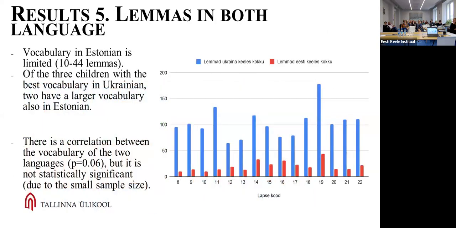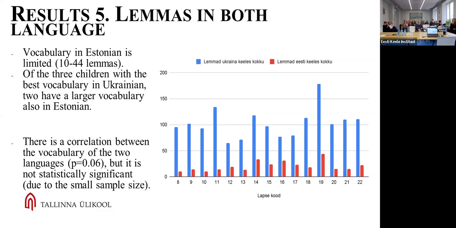Looking at the variety or amount of lexicon in two languages, the blue one is for Ukrainian and the red one is for Estonian. We can see that, of course, the vocabulary in the first language is much richer, but quite small in Estonian. It was from 10 to 44 lemmas in Estonian.